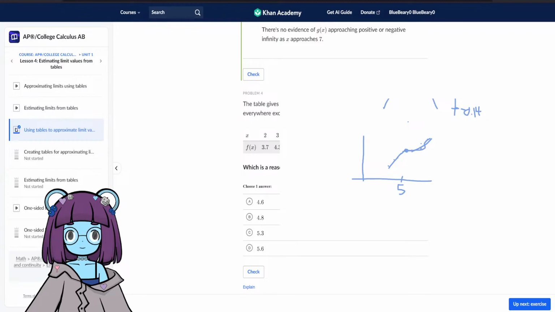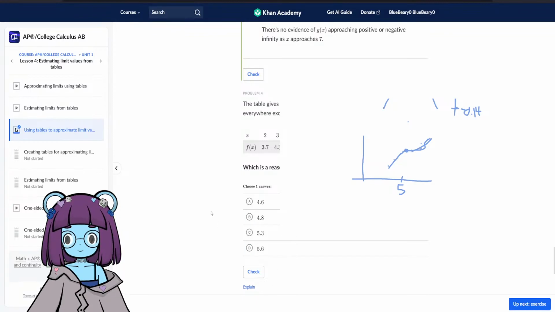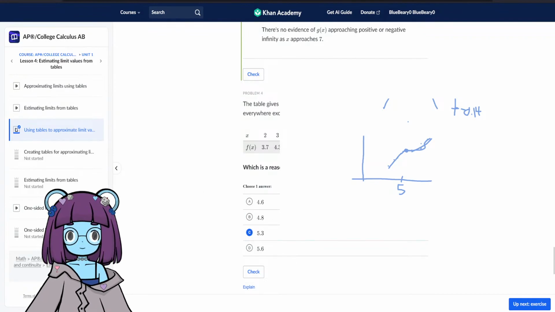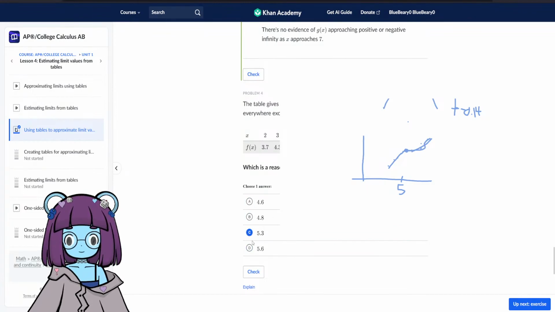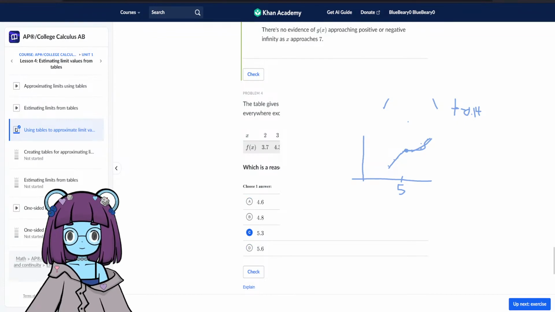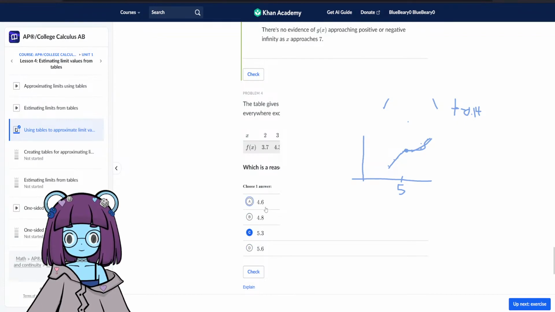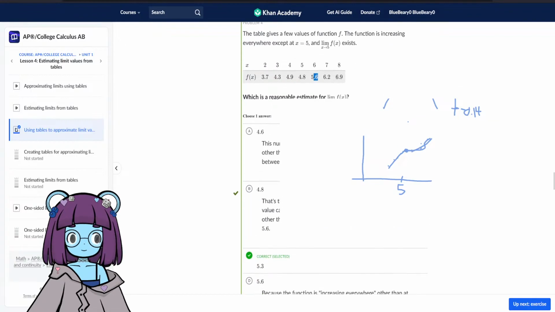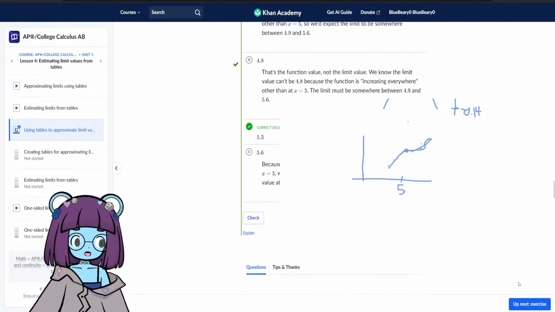The function is increasing everywhere except... Oh, it goes down. It increases. Oh, okay, I understand. So it should be above this and below that. 5.3, then I assume, I think, maybe 6, because that's lower. That's also lower, and that's too high. I got it correct. Yay!